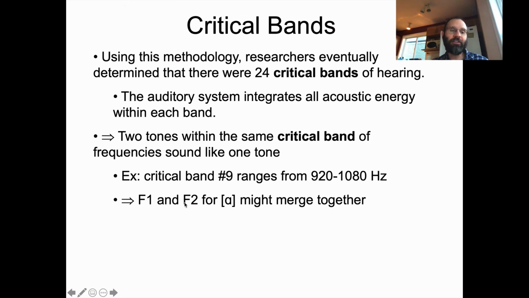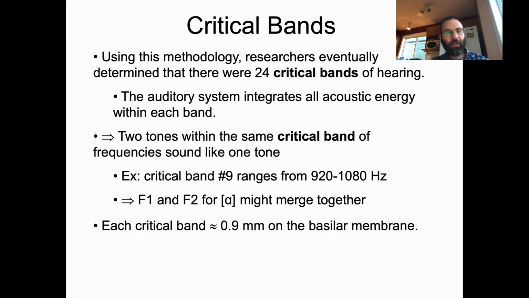So if they do, that might just sound like one formant to a listener rather than two separate formants. And often when we look at these formants in a spectrogram, they look like they're right next to each other anyways. It turns out, interestingly enough, that there are 24 critical bands of hearing, and each critical band corresponds more or less to about 0.9 millimeters on the basilar membrane.